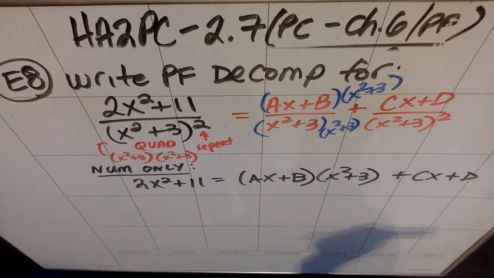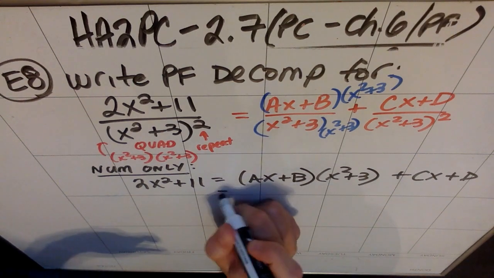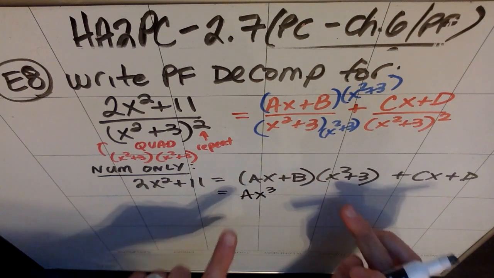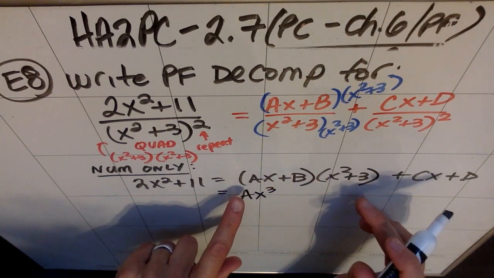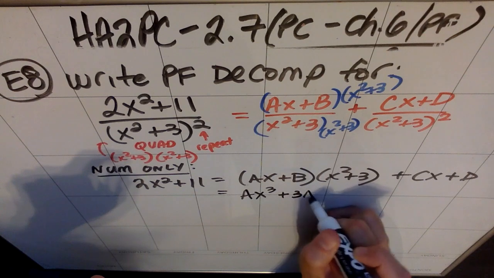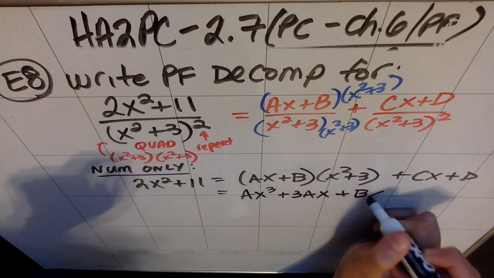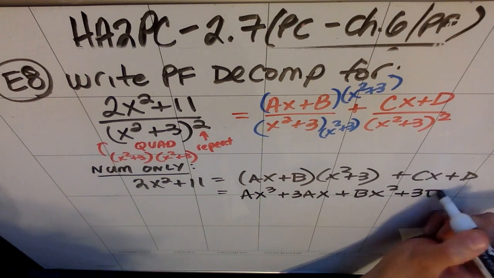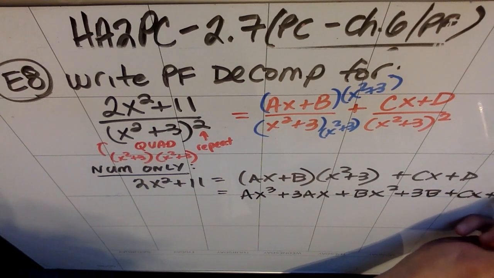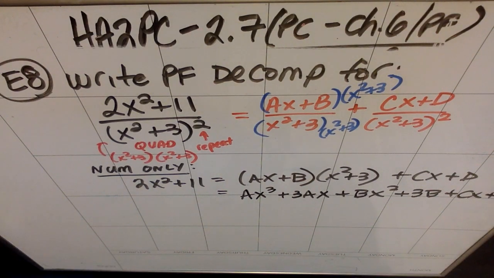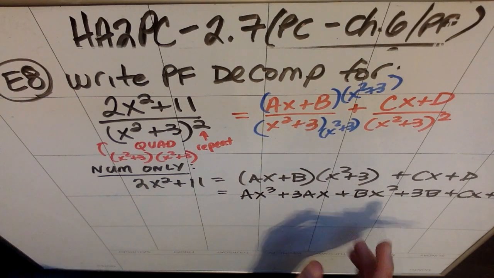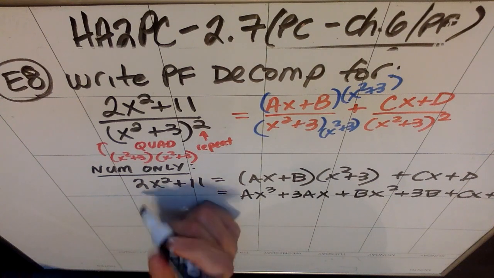So if I FOIL this guy out, my first term is going to become ax cubed. Outer is going to be plus 3ax. Inner is going to be plus bx squared. And then last is going to be 3b, plus cx plus d. Well, an interesting thing actually happens, because what I want you to notice is that there's only one cubed term and there's only one squared term. So that's probably going to be enough to let me find a and b right away.